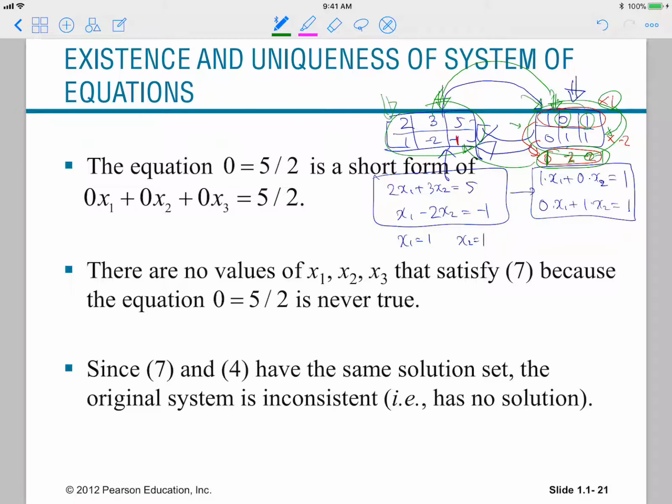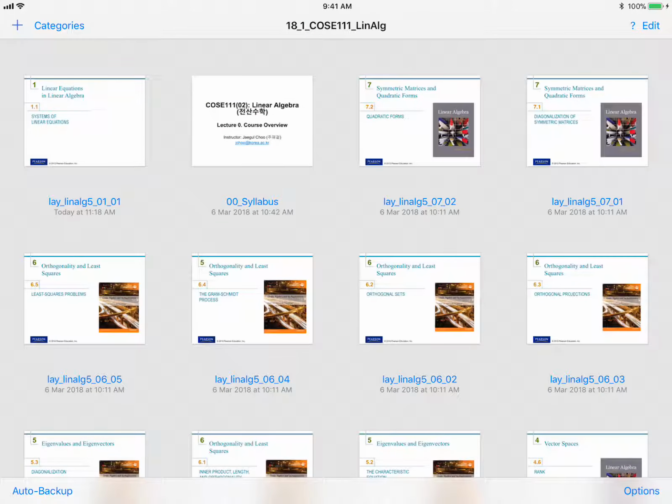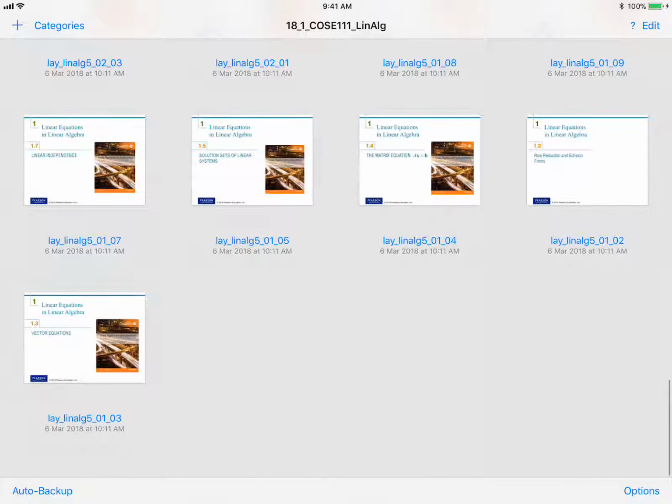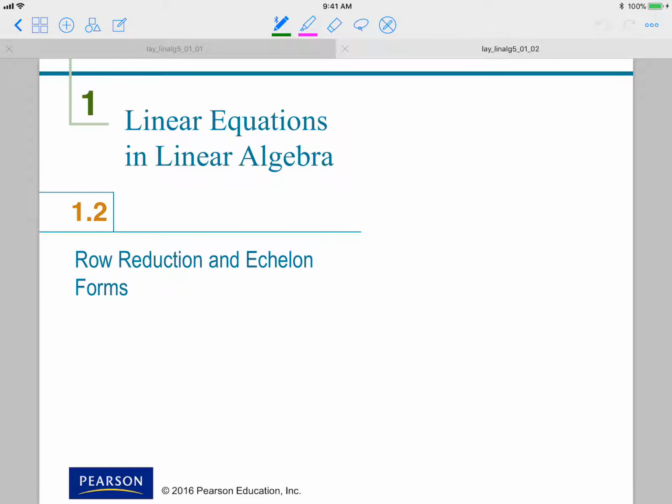Okay, so we will study this in much more detail in later lectures. But please note at this point that each of these row operations is reversible, or invertible. So we can move from one to the other and vice versa. Any other questions? Okay, and then let's move to the next subchapter, row reduction and echelon form.